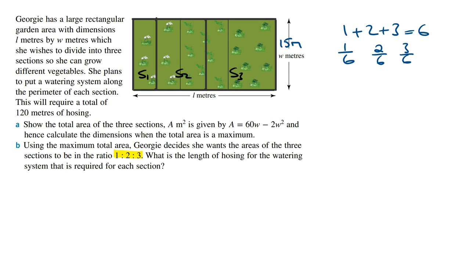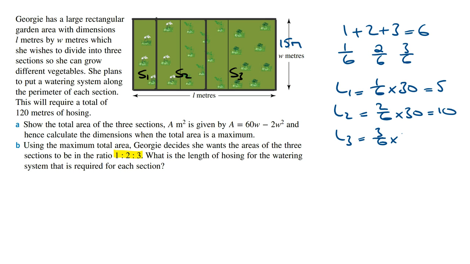But we have 30 meters. And so what we need to do is multiply these fractions by the total number of 30. And so the length of the first section is going to be 1/6 times 30, which is equal to 5. The length of the second section is going to be 2/6 times 30. This is going to be 10. And the length of the third section is going to be 3/6 times 30, and this is going to be 15. And so this length is going to be 5 meters, this length is going to be 10 meters, and this length is going to be 15 meters, giving us a total of 30 meters.